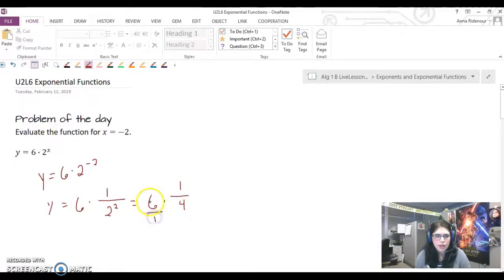and then 6 times 1 over 4, I can make this 6 over 1, and multiply across: the 6 times the 1 and the 1 times the 4, and I get 6 over 4, which I can then simplify by factoring a 2 out of the 6 and the 4, and finally get 3 over 2.